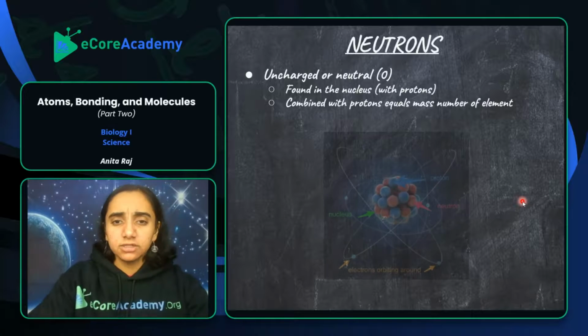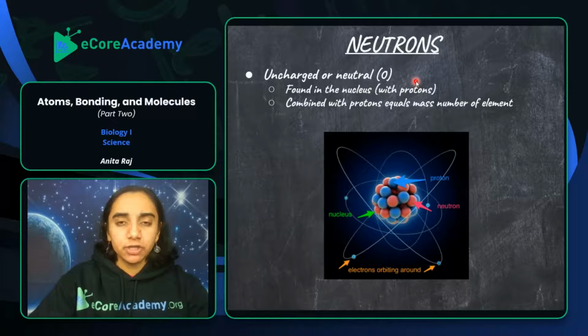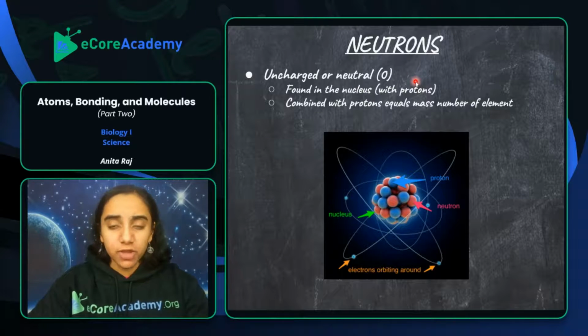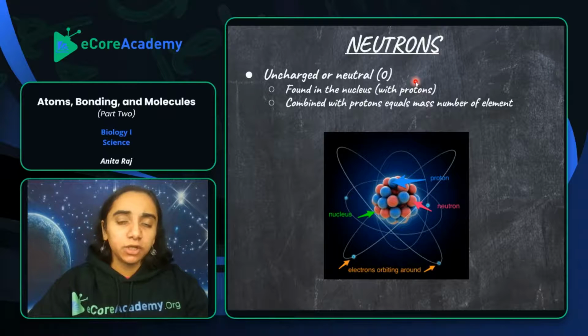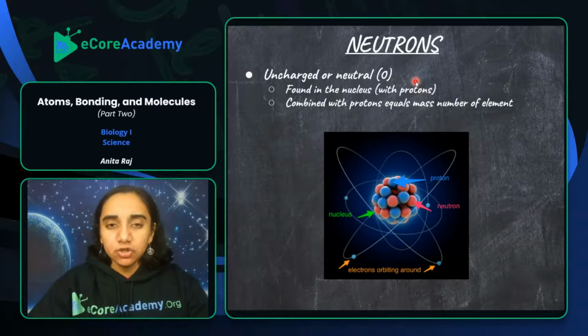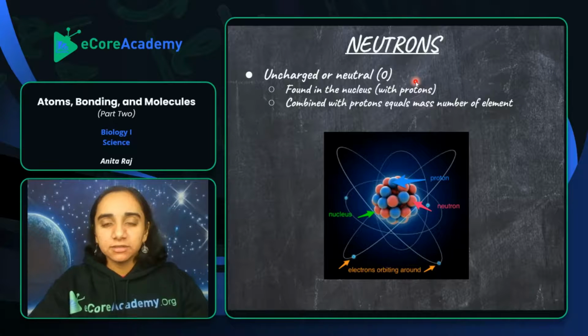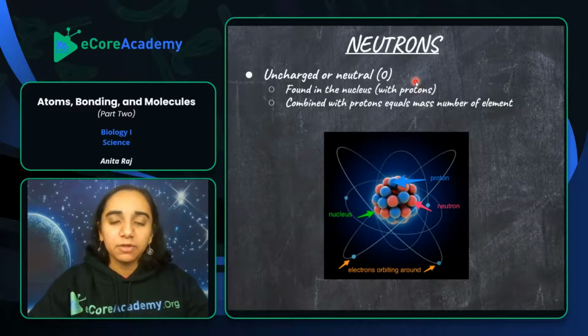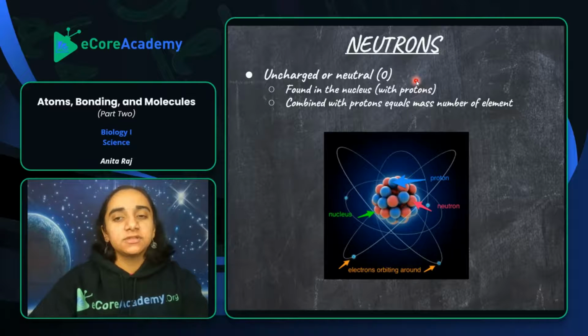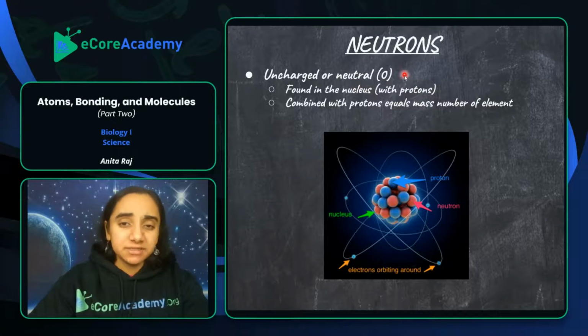Next, we have neutrons. So neutrons are uncharged or neutral. Like I said, they have no charge at all. They are neutral. You can think of putting a car in neutral. You're really not in control of it. So it's kind of uncharged. It's in that neutral state. If you feel neutral about something, you don't really care. Not that you don't care, but you don't feel anything towards it. So in this same case, uncharged or neutral means 0 charge.